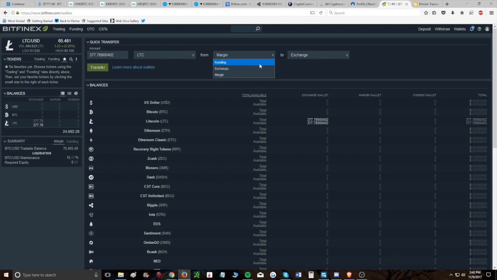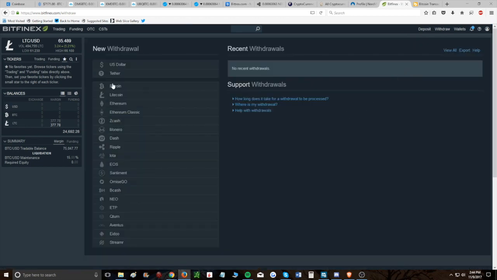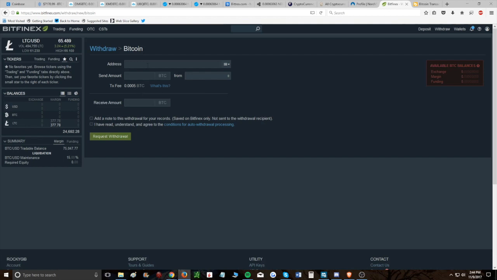But I do want to keep it in my margin account because maybe I want to use all that $75,000, or maybe I want to short it. So I'm going to keep it in the margin account for right now. So transfer this amount of Litecoin from the exchange to the margin account, hit transfer, and it's instant. Deposit withdrawals are very easy to use. This exchange is pretty user friendly. I would hit Bitcoin, I would type in the address that I want to send it to, the amount, and hit withdraw.